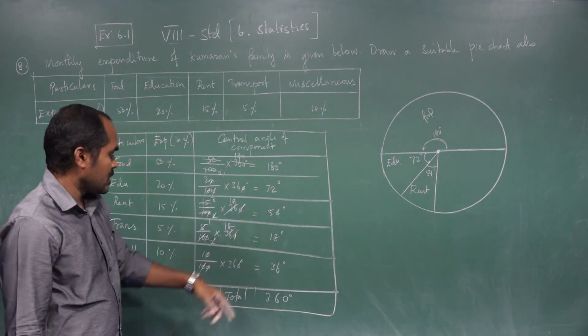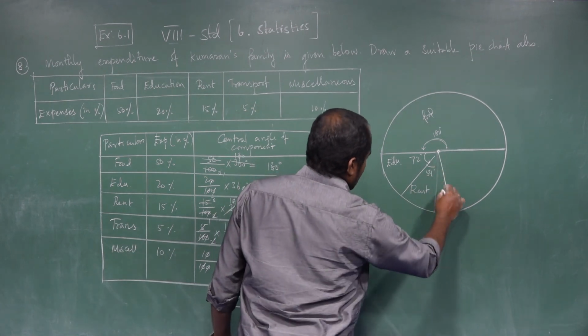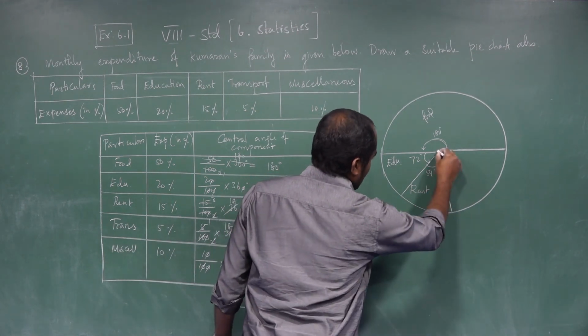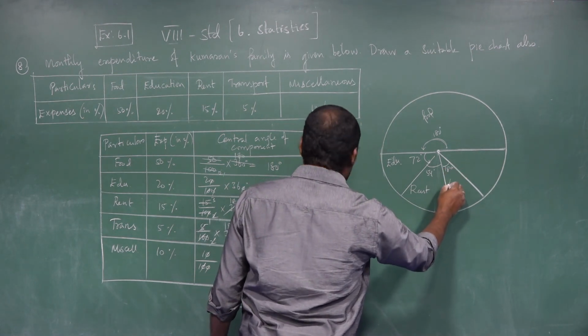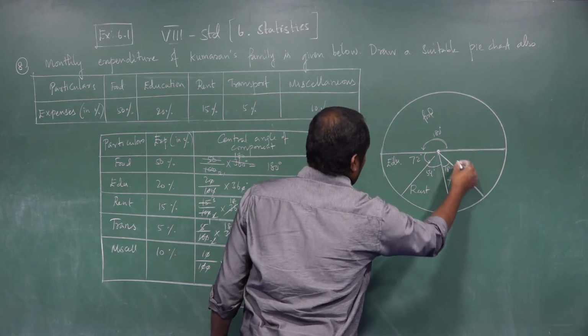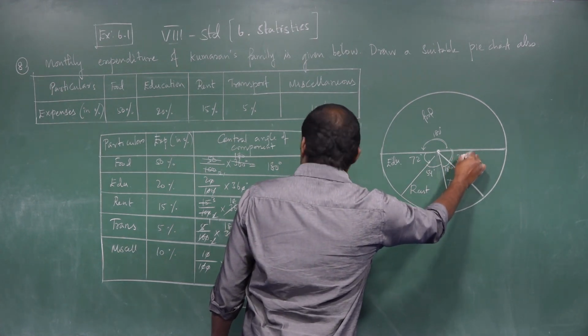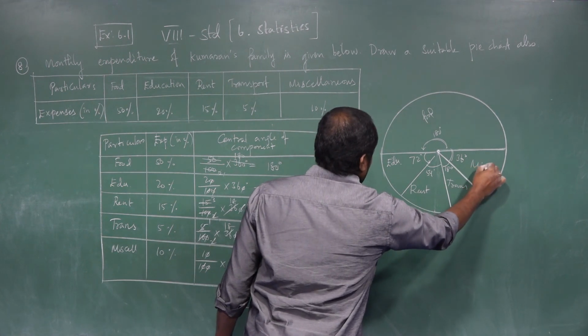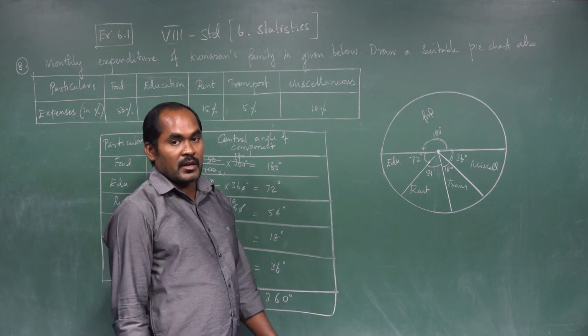Next angle is 18 degree. Right? Next angle is 18 degree. So this one is 18 degree. This represents transport. And the final one represents miscellaneous. Right? So this is our required pie chart.